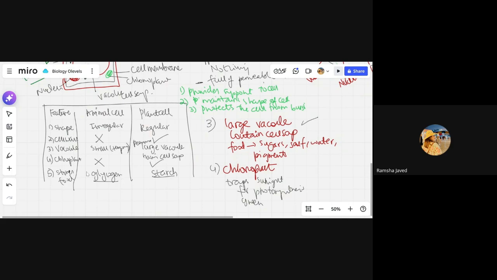And food storage: in which form the sugars are being stored? In animal cells, the sugars are stored in the form of glycogen. Our store of sugar inside the body is in the form of glycogen. When our body needs energy, this glycogen is broken down into glucose and released in the blood. But in plant cells, the sugar stores are in the form of starch. The starch is stored, and when they need it, it is broken down into glucose or sucrose or any kind of sugars. Okay, am I clear?